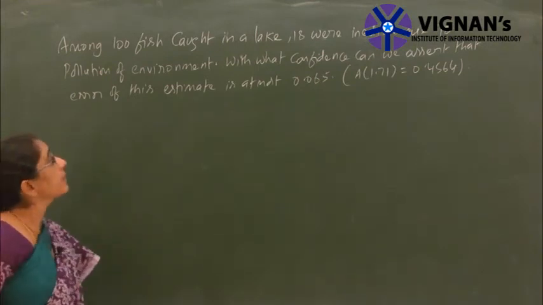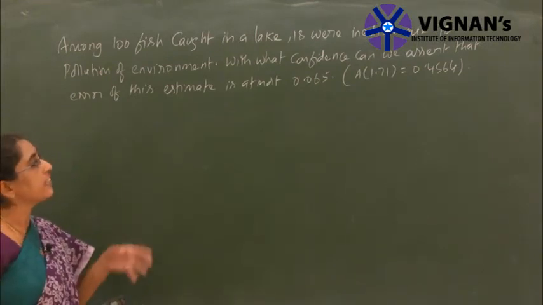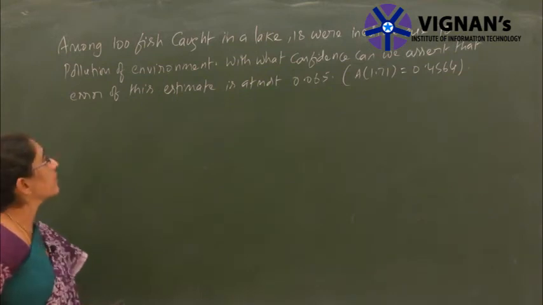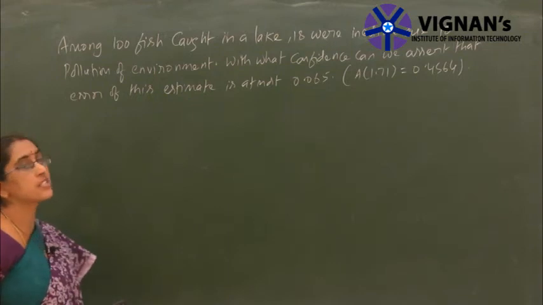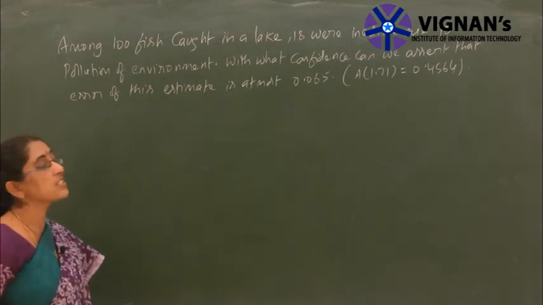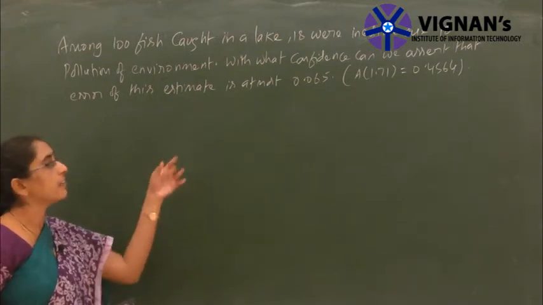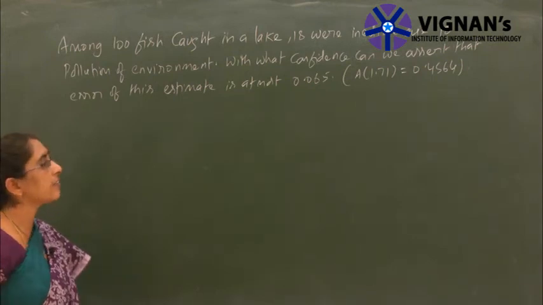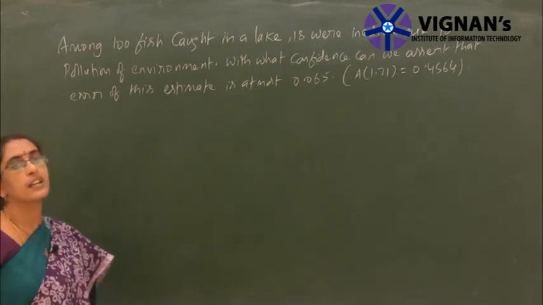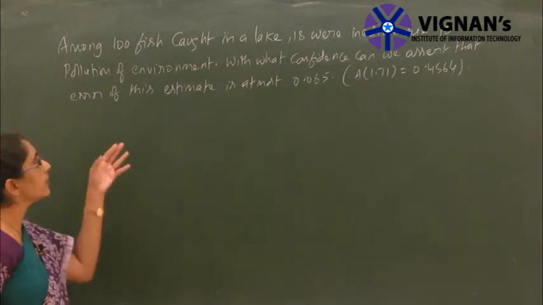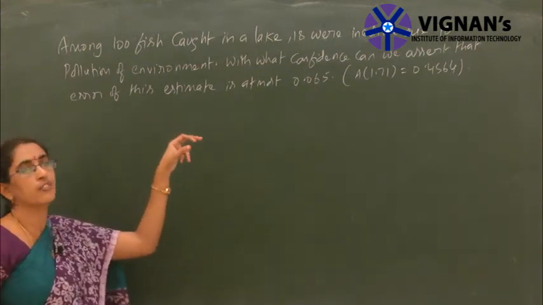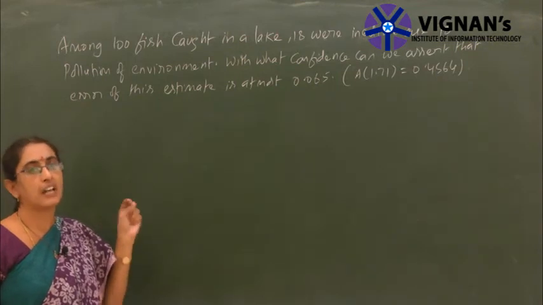Among 100 fish caught in a lake, 18 were inedible due to the pollution of the environment. With what confidence can we assert that the error of this estimate is at most 0.065, and the table value is given, that is, the area value of 1.71 is 0.4564 using normal tables. So here, with what confidence means we have to find the value of alpha here.